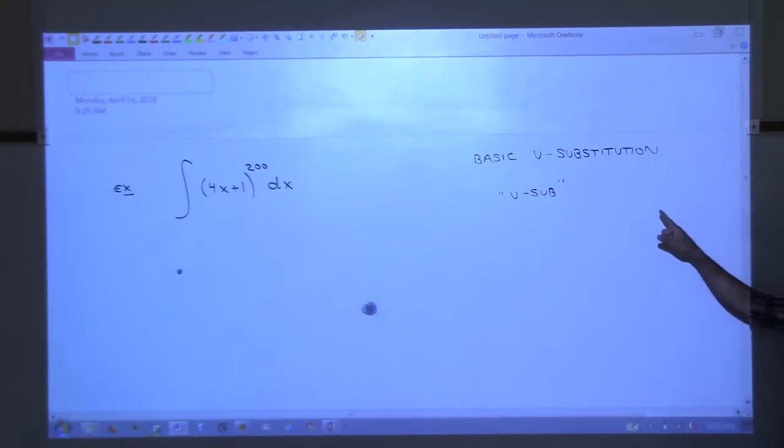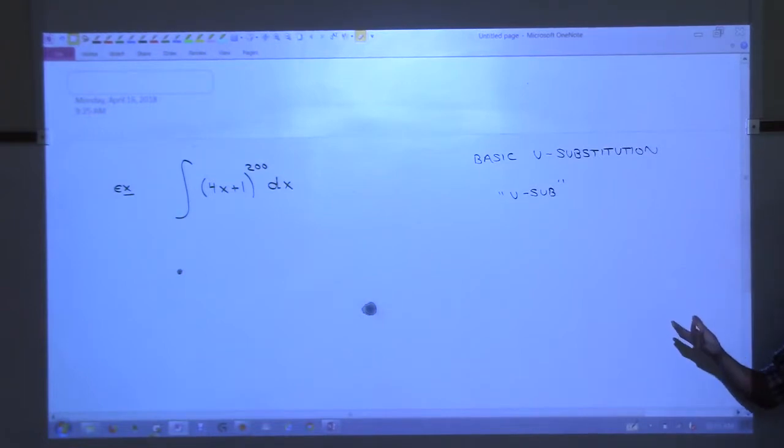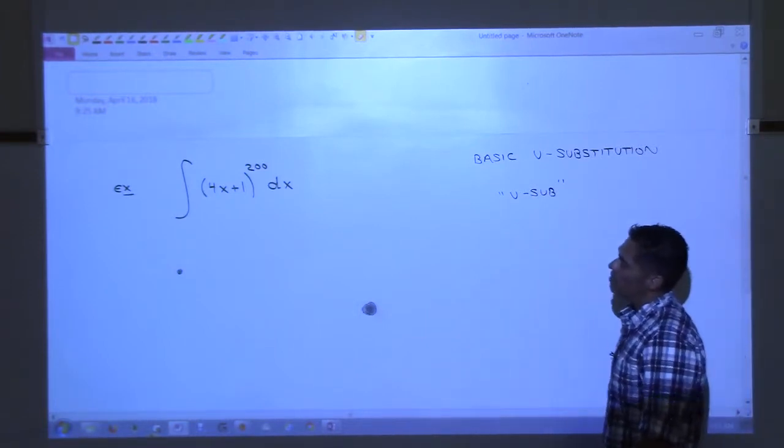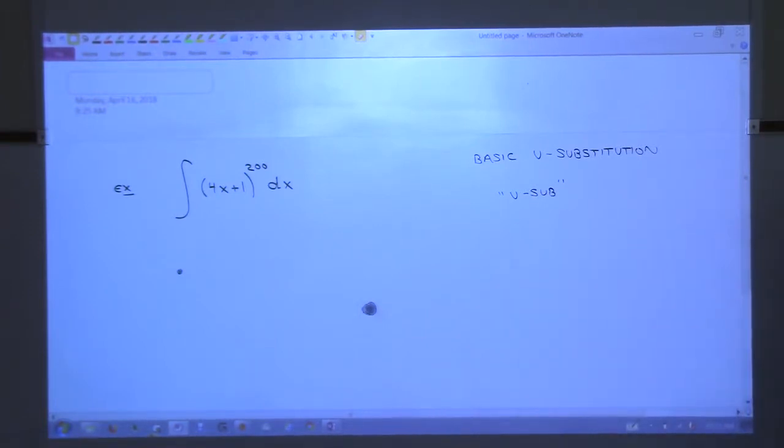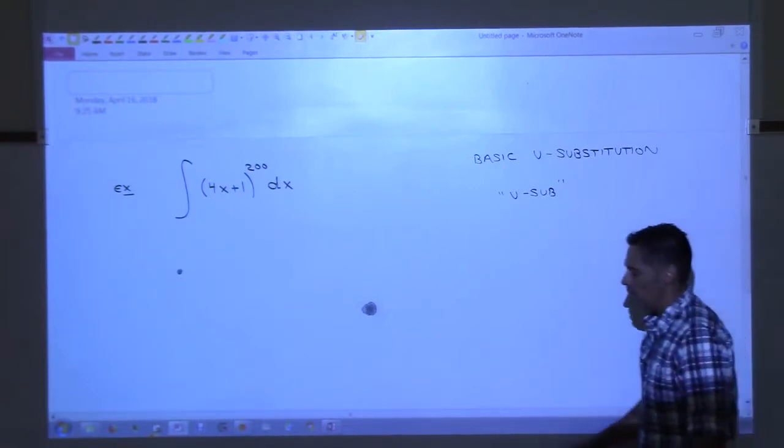This is the first one. So if you take Cal 2, you're going to have some exposure to U substitution, which is good. There will be some overlap in your class. All right, so here's the idea behind U substitution. Let me show it to you first. Let me just walk through it, and then I'll give you more formal steps.